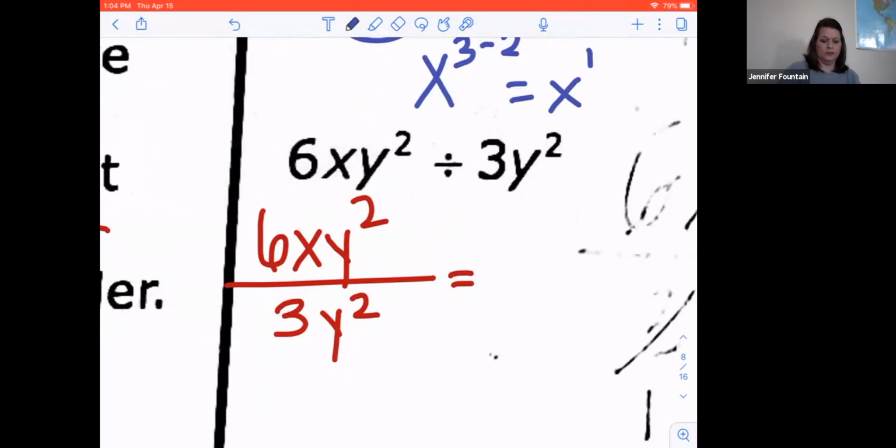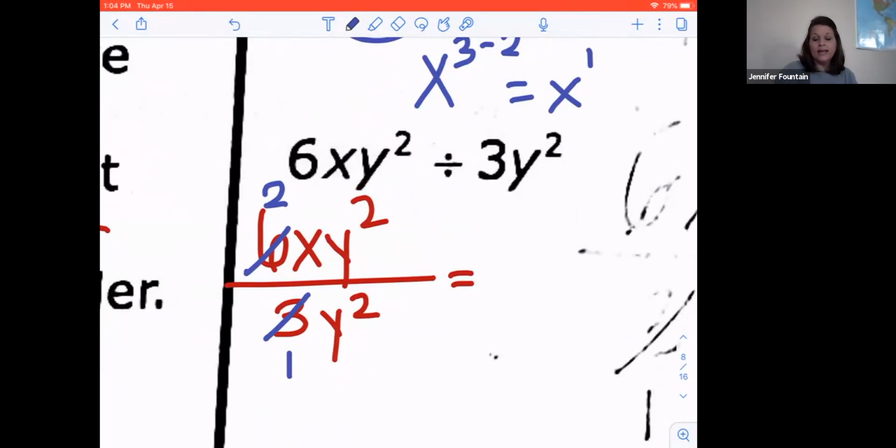Okay, again, I see that I've got 6 and 3, so I know 3 divided by 3 is 1, 6 divided by 3 is 2, so I've canceled those. I have an x in the numerator and no x's in the denominator, so there's nothing I can do with that, so I just leave it, okay?